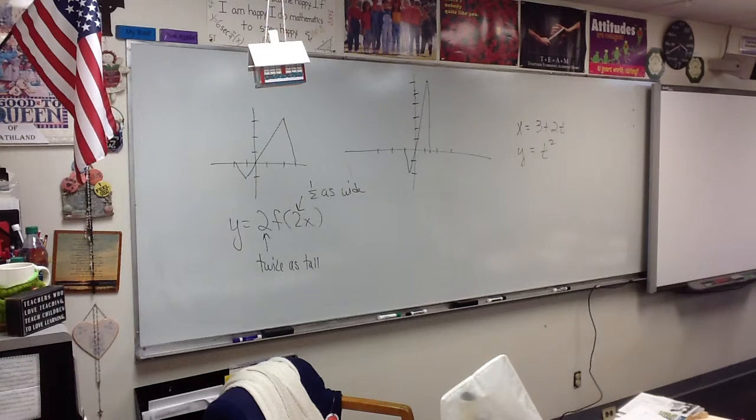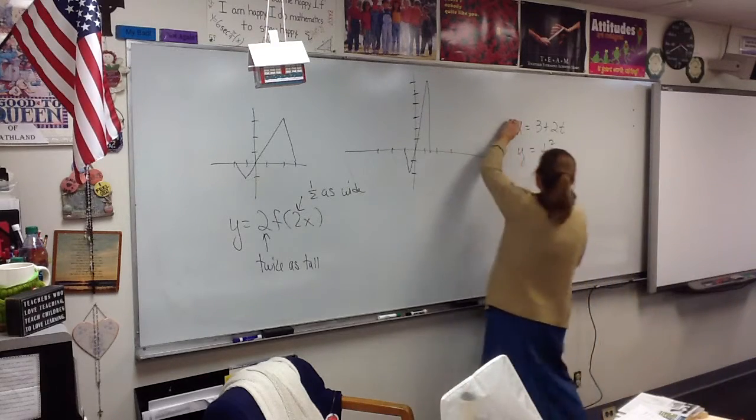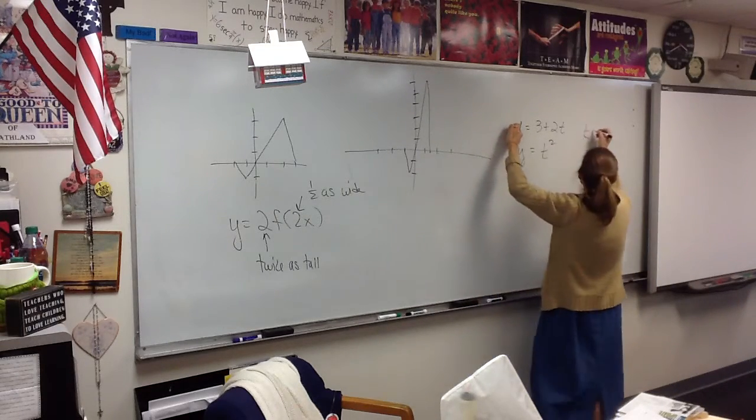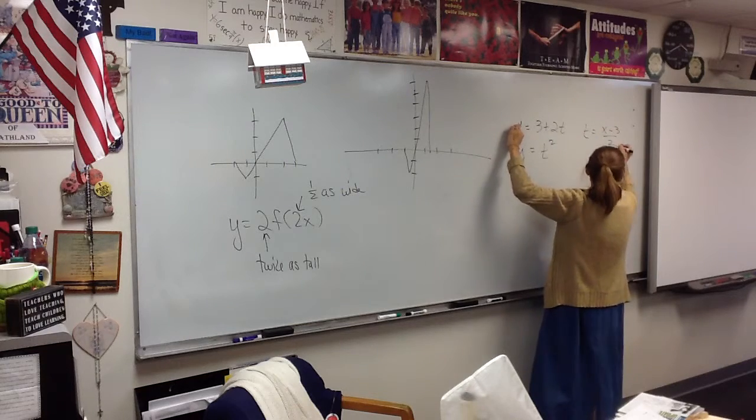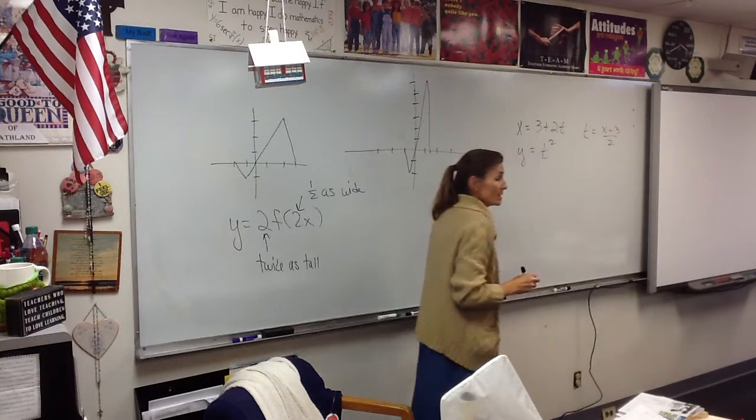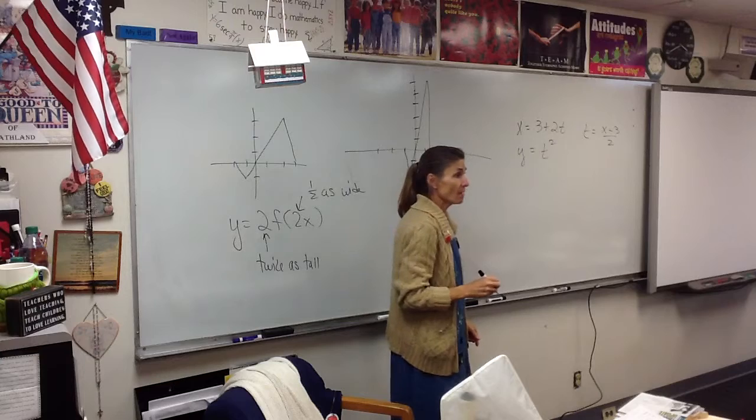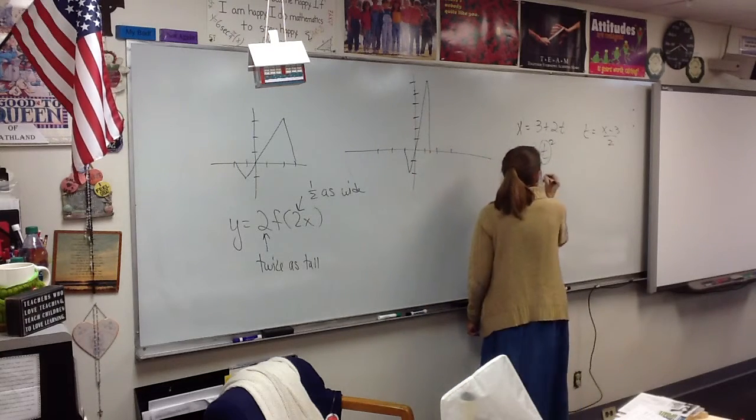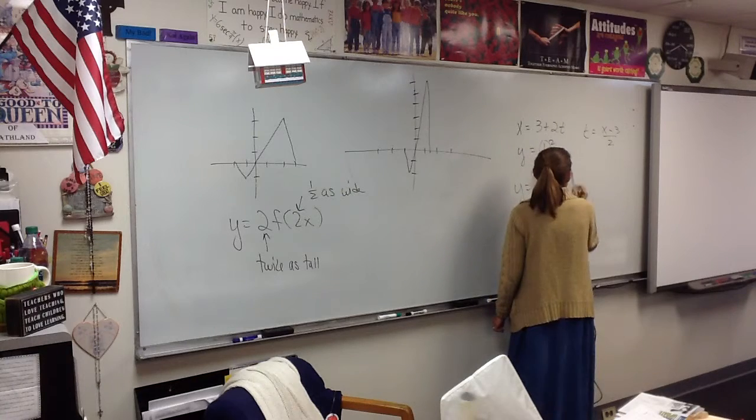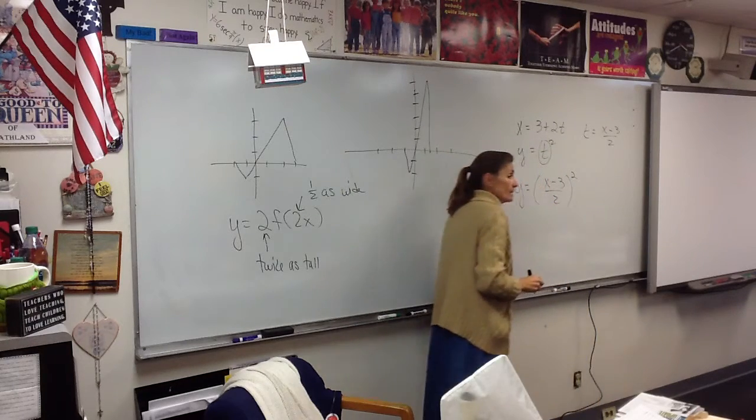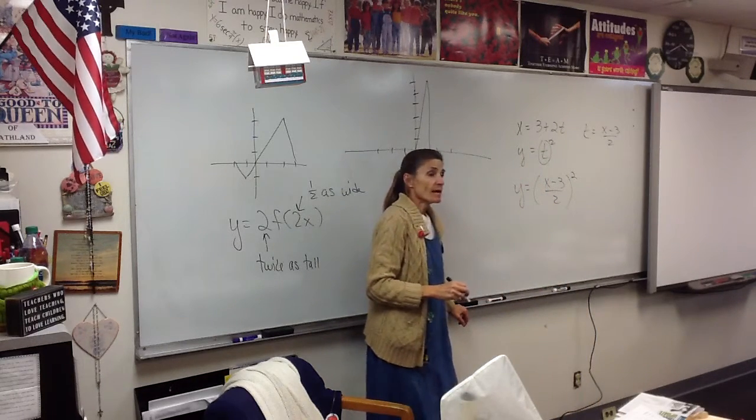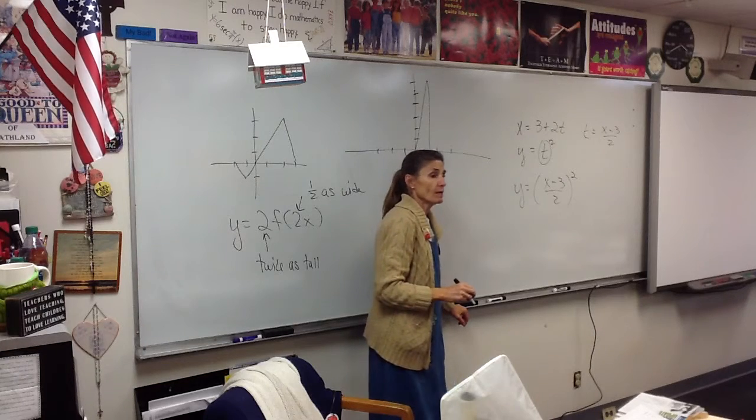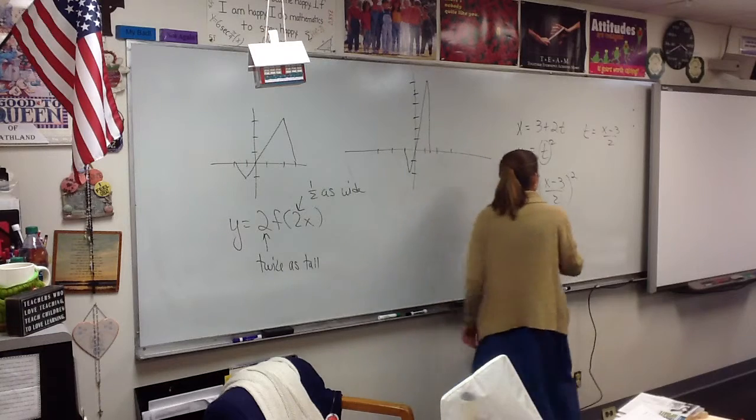We get t by itself. You did not do that, JR. So we have to get t by itself. So t would equal x minus 3 over 2. And why did we get t by itself? So we can plug it in right here. So y equals x minus 3 over 2 squared. And I think I have given you partial credit for the last time for making this mistake.